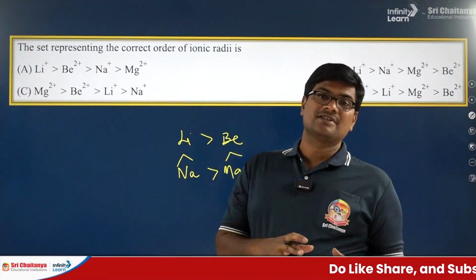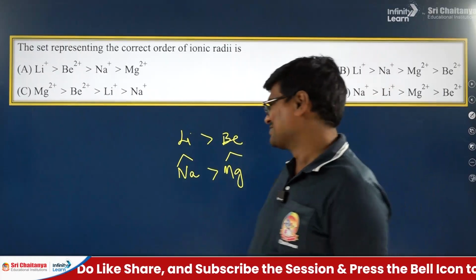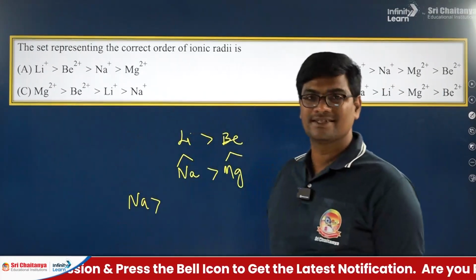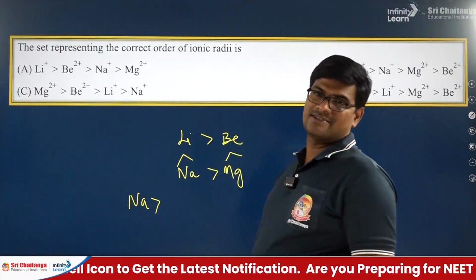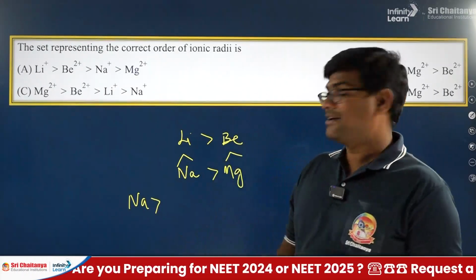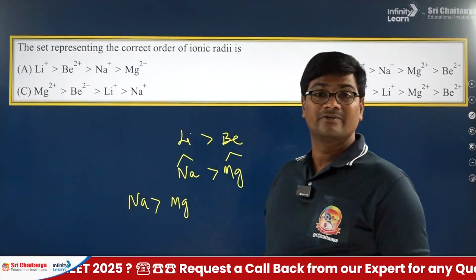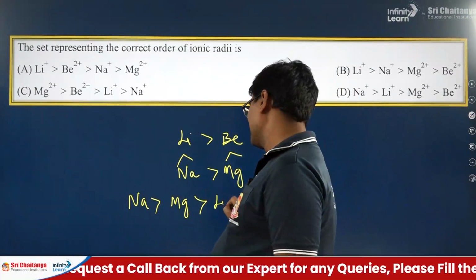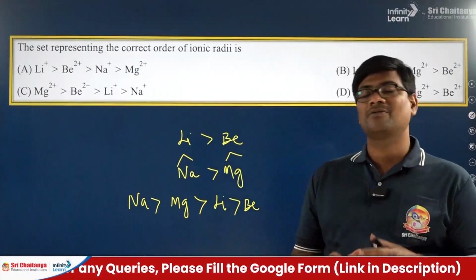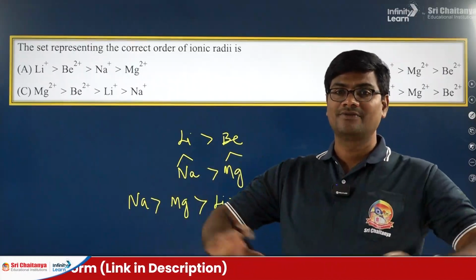Now, if you consider atomic radius, which is the biggest one? Sodium. Down the group size increases, and left to right size decreases. Then after that we will get magnesium, then lithium, then beryllium. So generally third period elements have bigger radius than second period elements. This is the general trend that we know.